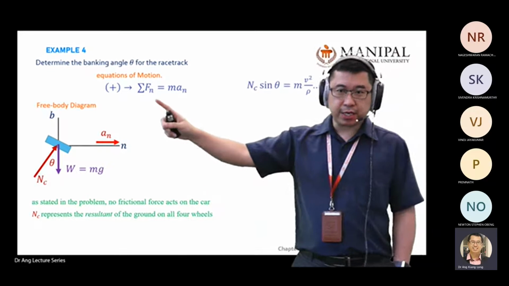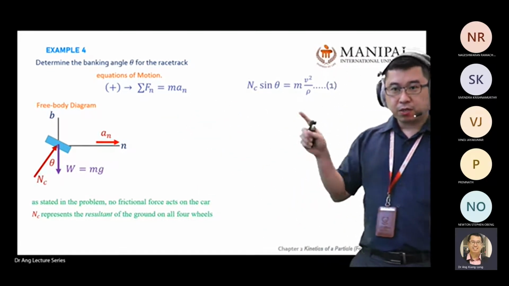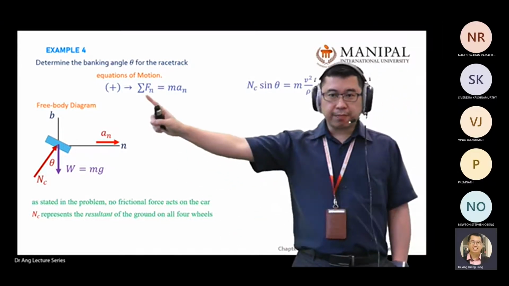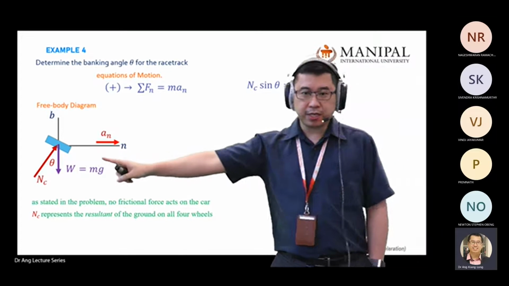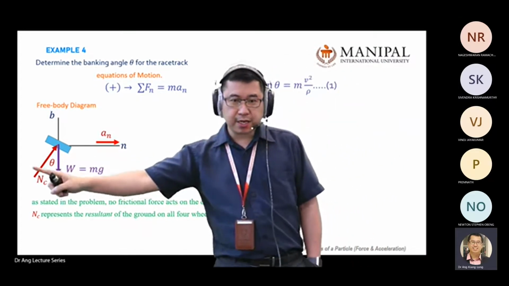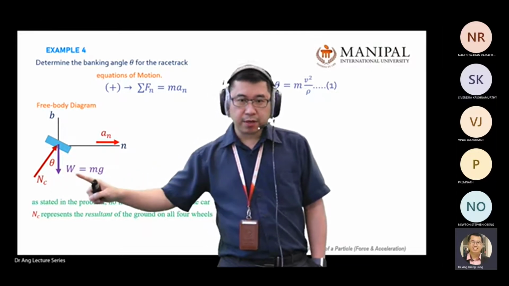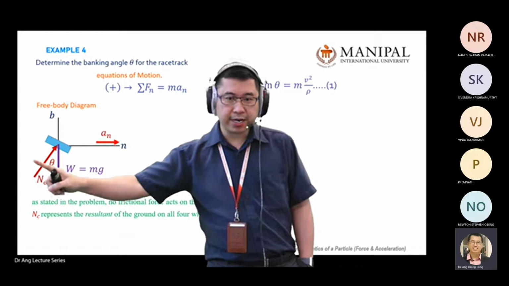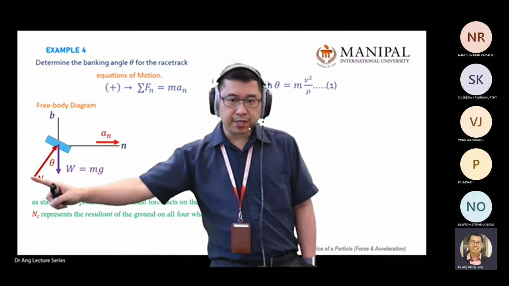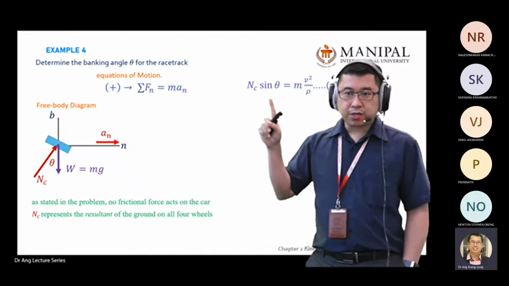I will jump straight from the F equal to ma equation to this equation. So what about the force in the normal direction? You just split this NC into a horizontal axis and a vertical axis. If you look at the normal direction, you use NC cos theta.